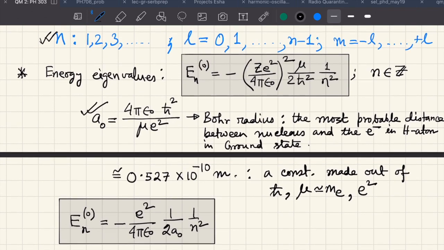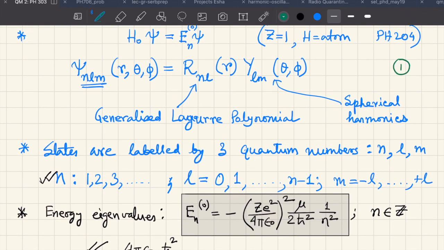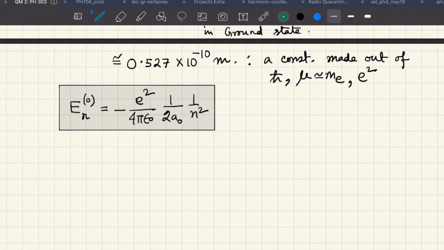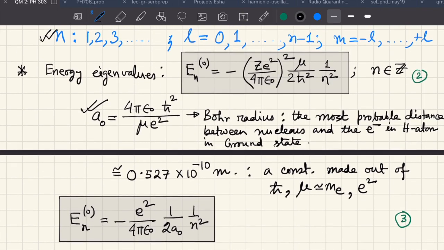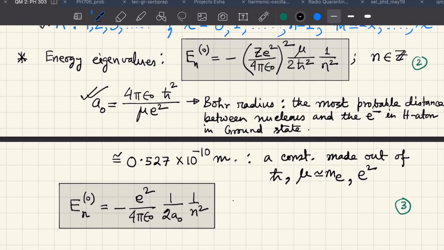So let us number all these equations. 1, 2, 3. Now in fact this also can sometimes be written differently. While writing this I have simply written this for Z equal to 1 case only, but you could easily generalize it for any Z. I have written this because we are going to use this for the hydrogen atom only as an example.